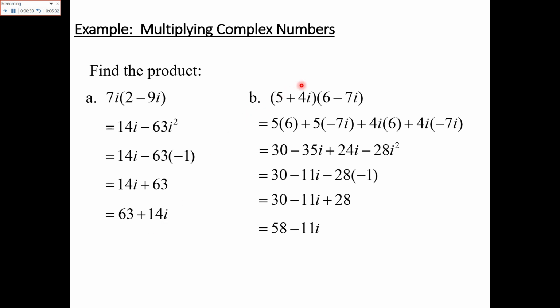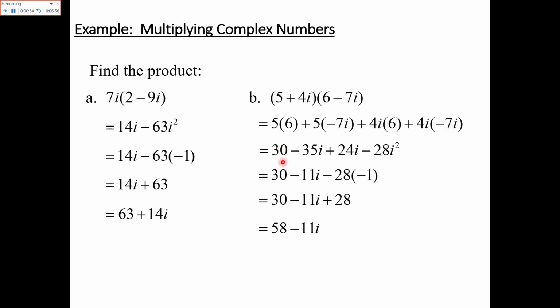Now in the second example, for both complex numbers, we have both real and imaginary parts. So what will we do? We'll start from 5 multiplied by 6. Then 5 is multiplied by minus 7 iota, plus 4 iota multiplied by 6, plus 4 iota multiplied by minus 7 iota.